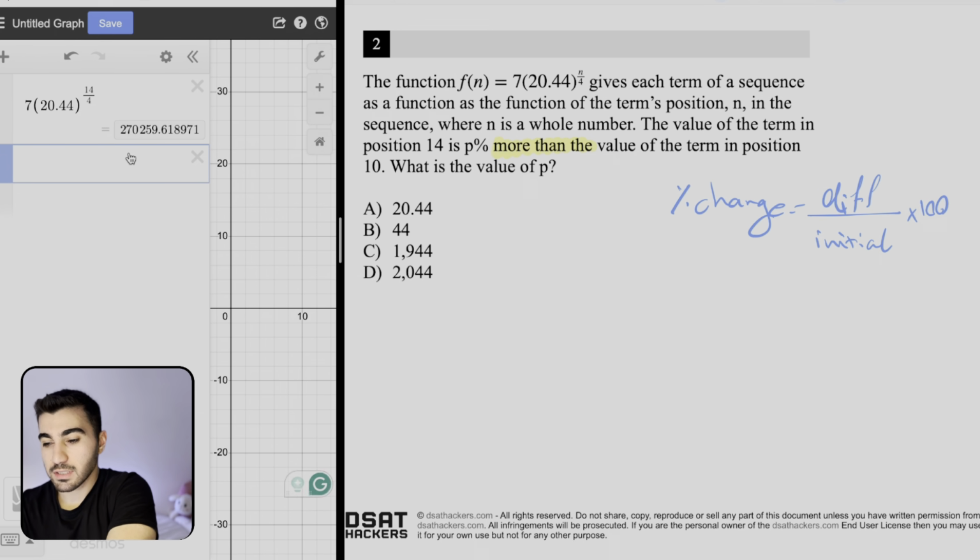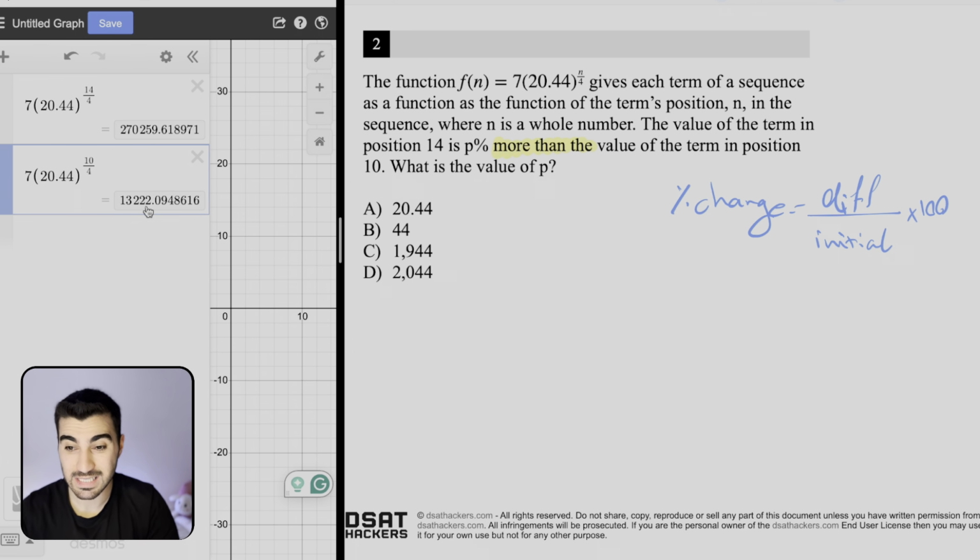Now we have 7 times, I'm going for the position number 10, 20.44 to the power of 10 over 4. Yeah. And that is the number for the position 10. Now, we're looking for the difference between these.